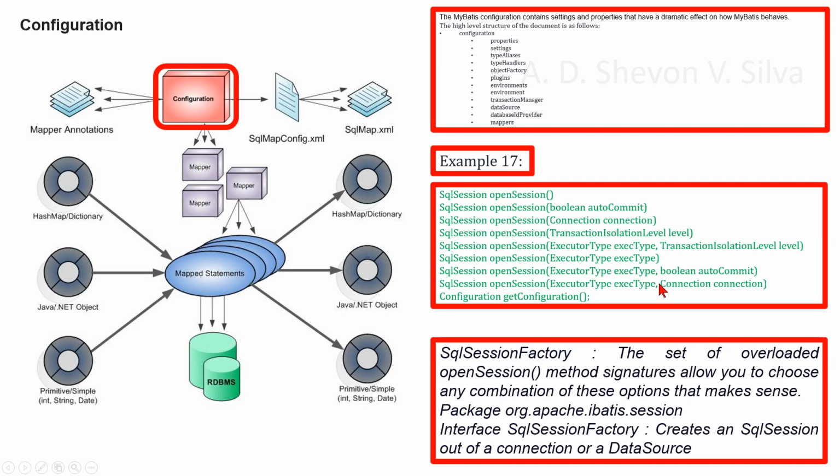There's one more method on SqlSessionFactory that we didn't mention, and that is the getConfiguration method. This method will return an instance of Configuration that you can use to introspect upon the MyBatis configuration at runtime.